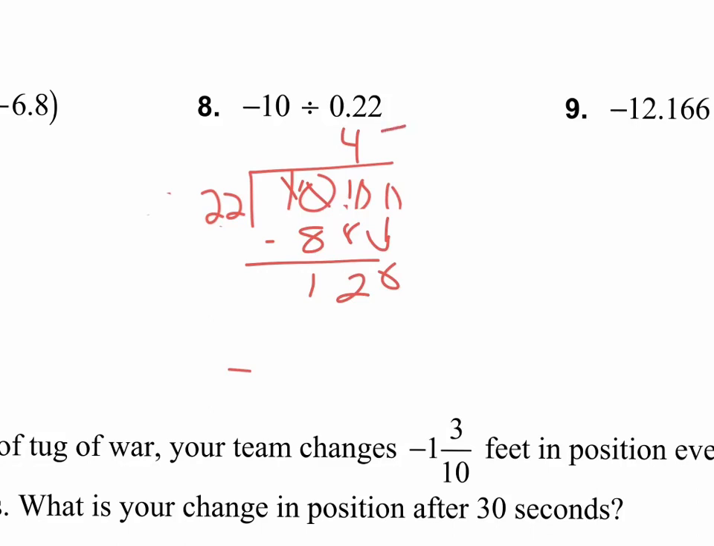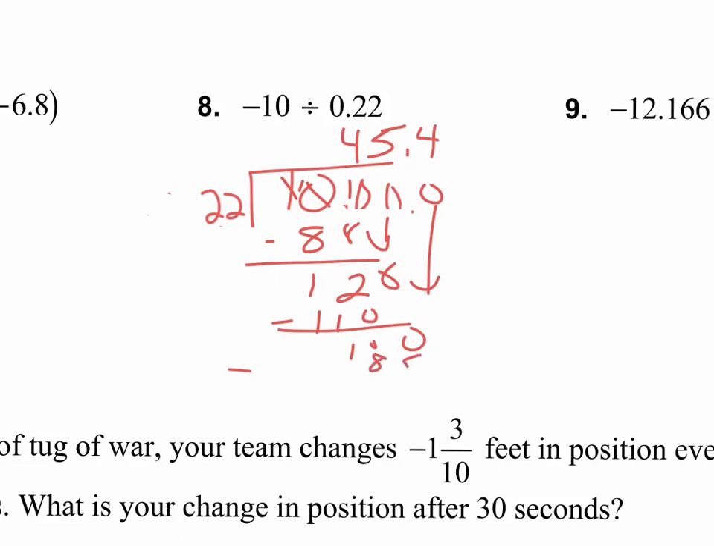5 times, so 5, and so that would be 110. So I subtract that, I get 10. Add a 0, drop that down. 22 goes into, okay, when you add a 0, remember you have to add a decimal and you have to bring that decimal up top, and then you bring that 0 down. 22 goes into 100 again 4 times.